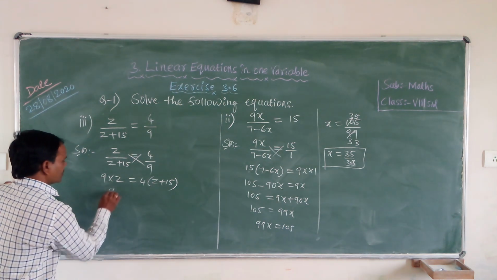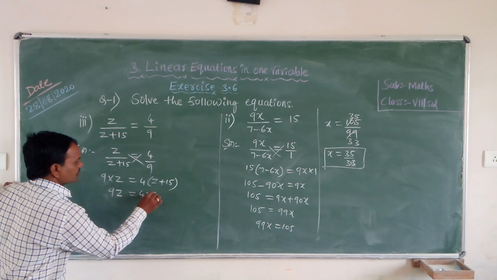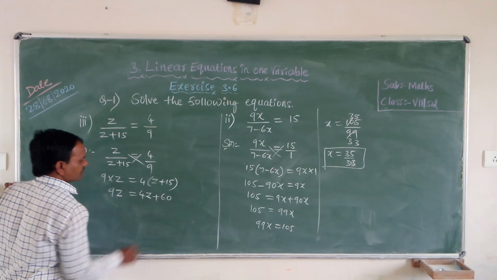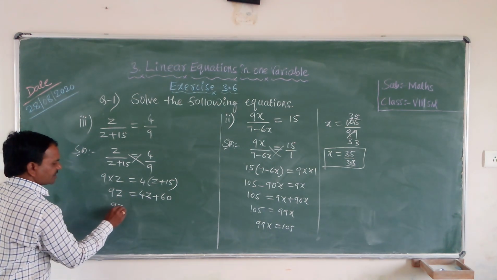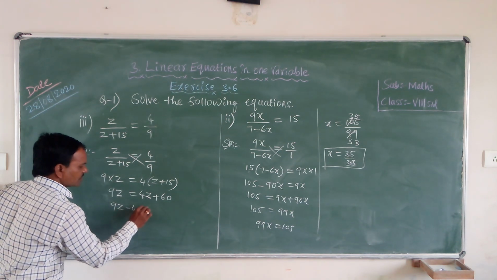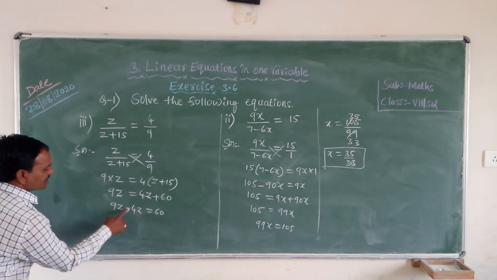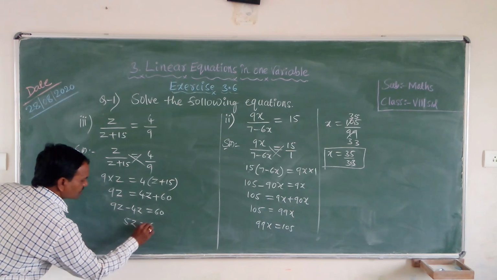9 into z, 9z, is equal to 4 into z, 4z. Plus into plus is plus, 15 plus 1, 16. Now here also z, 9z plus 4z: transfer to the LHS side, minus 4z, is equal to 16. So 9z minus 4z is 5z, is equal to 60.